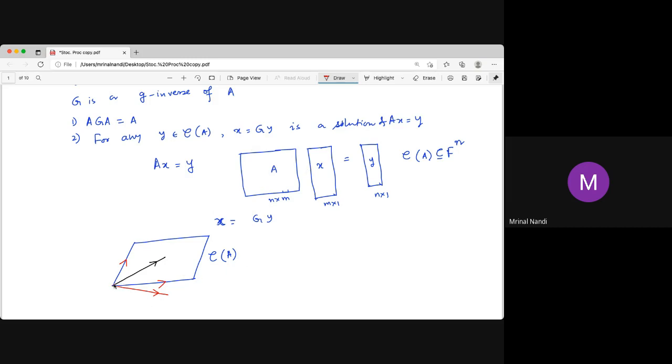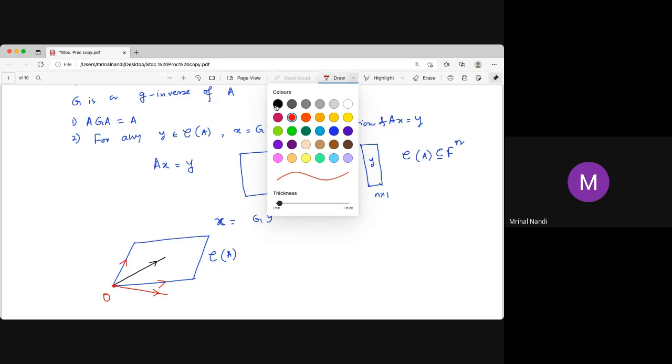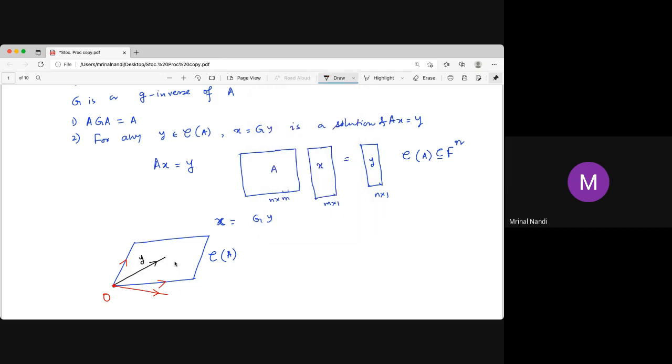This is the origin, the null vector. And now this is our y, this vector. If this vector is in this plane, then there is some x, that means some x1, x2, xm. Say these are a1, a2, a3, or maybe there are more than 3 columns and more vectors. So we have to find some x1, x2, xn such that the vector y can be written as x1 a1 plus x2 a2 up to xn an. Then x1, x2, xn is the solution.